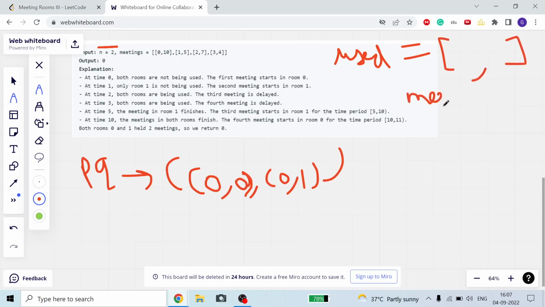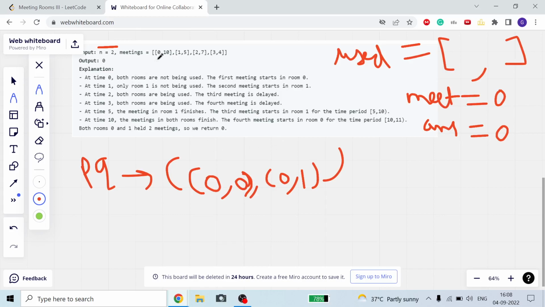Initially meet is equal to 0. Meet means simply the meeting held by a current meeting, and initially the answer will be 0. Why 0? Because the minimum number of rooms we have is 1 and the minimum number of meetings we have is 1. So if there is a single meeting, it is held by room number 0. So we will take meet is equal to 0, answer is equal to 0. It means we don't take any meeting yet. You can take it as -1 or anything else, doesn't matter.